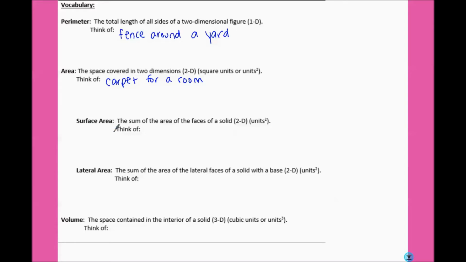Surface area is the sum of the area of the faces of a solid. So the same thing, you might want to think of this as sides. The sides of a cube, the sides. So it would be something like wrapping paper on a gift.